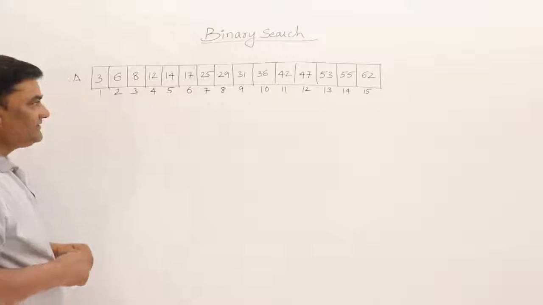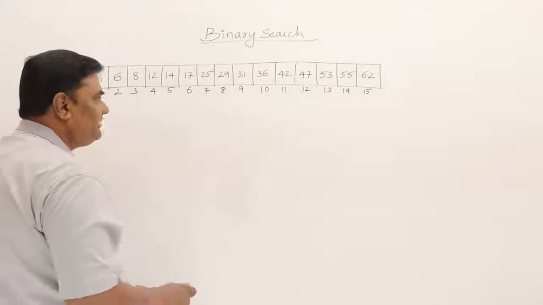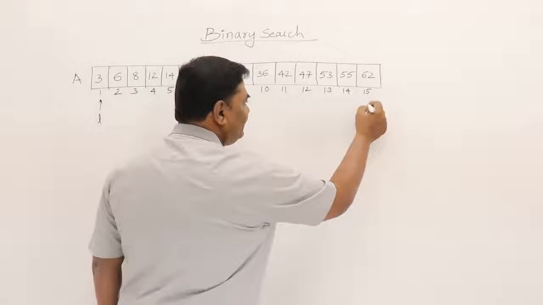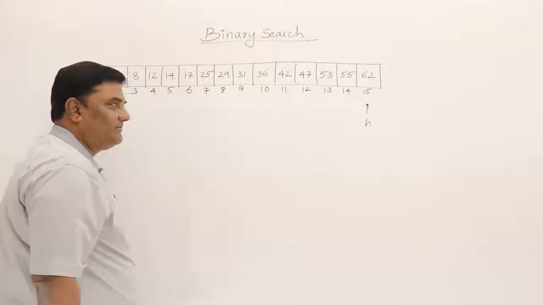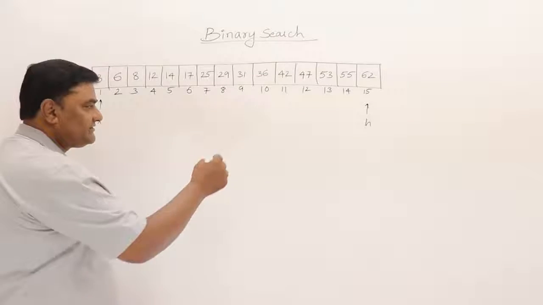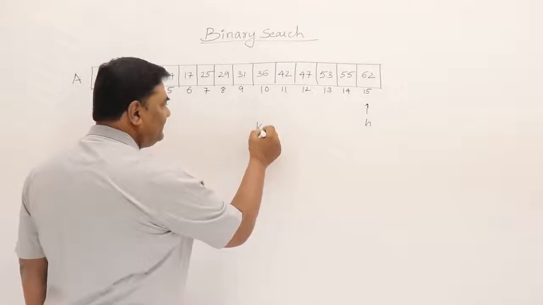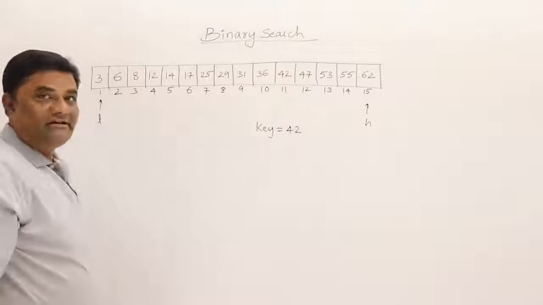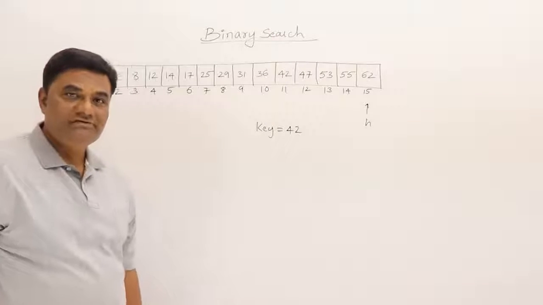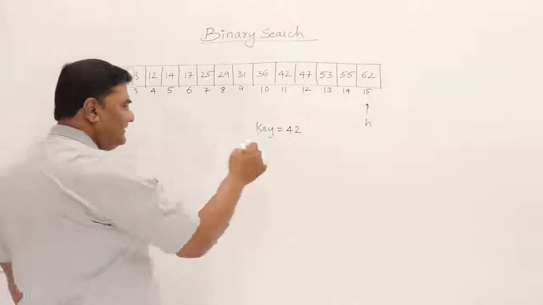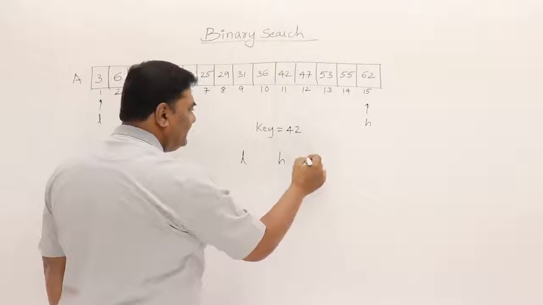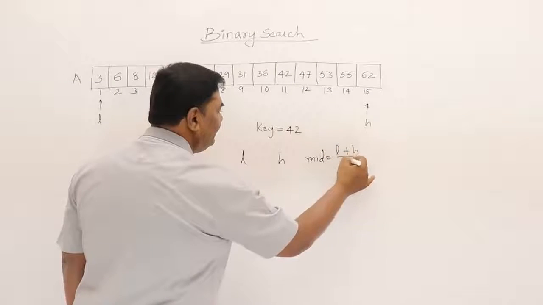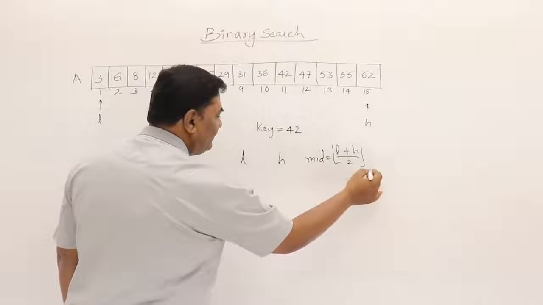For performing binary search, we need two index pointers. One is low, that is the starting point, and the second one is high, that is the ending point. Suppose I want to search for a key element 42, which is already present here. Let us see how binary search works. Low and high are taken. Then we calculate mid. Mid is (low plus high) divided by 2, and we take the floor value.